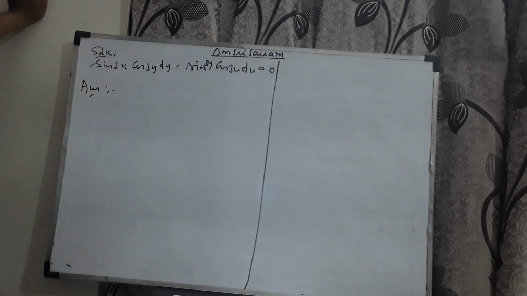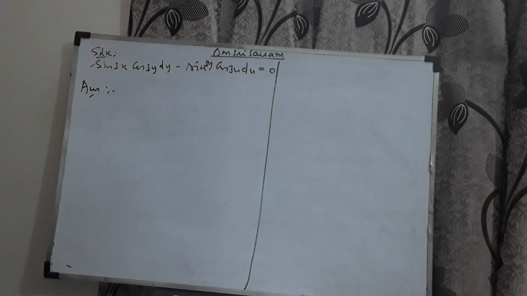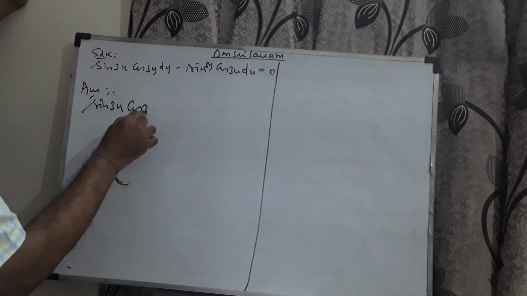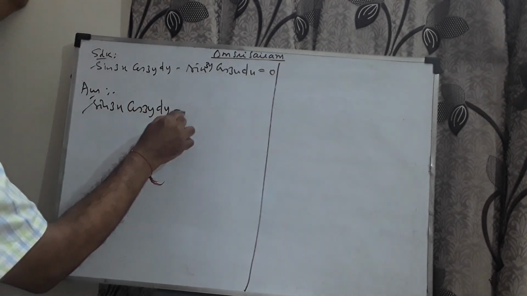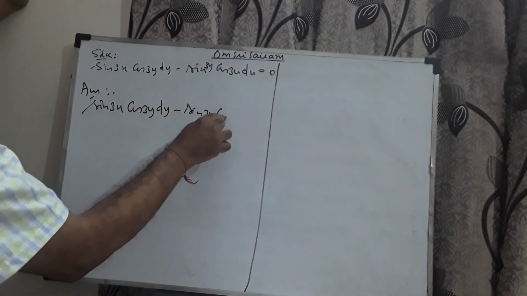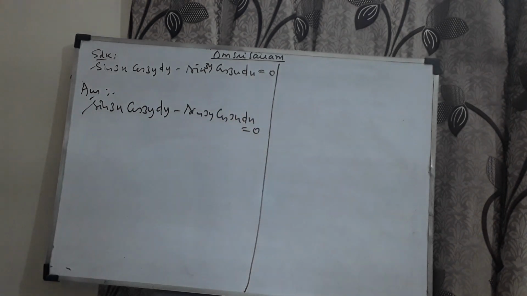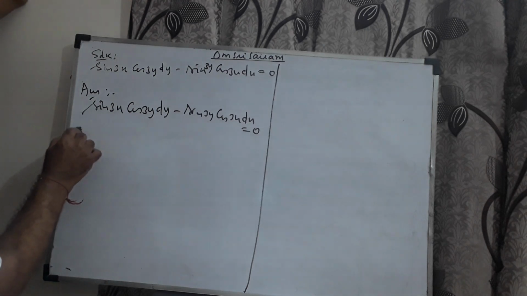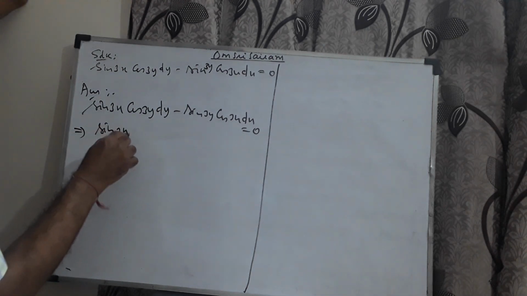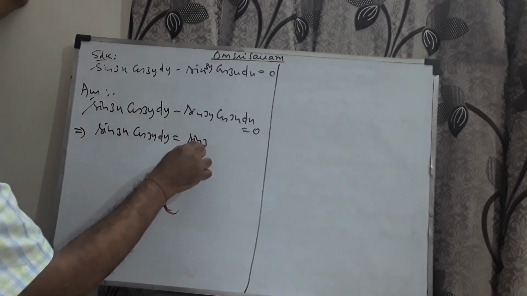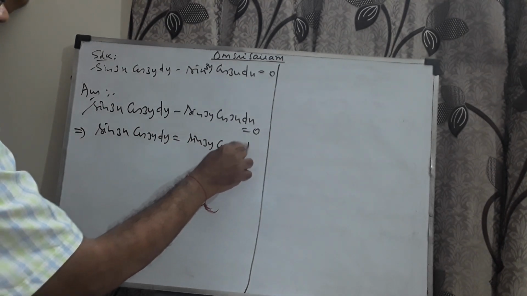It comes under the variable separable method. If we are able to separate the variables and integrate and then get the solution, it's called variable separable method. Let me just see how we go about it. Sin 3x cos 3y dy minus sin 3y cos 3x dx is equal to 0. You should always write the given one initially. This will imply sin 3x cos 3y dy is equal to sin 3y cos 3x dx.